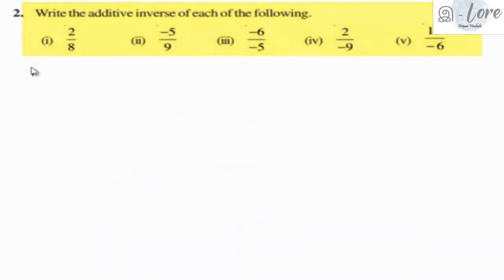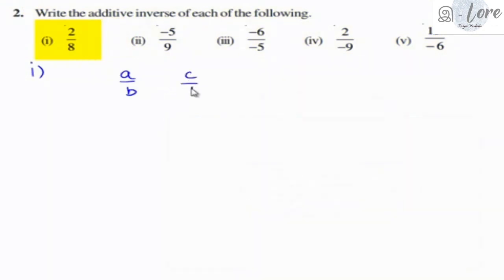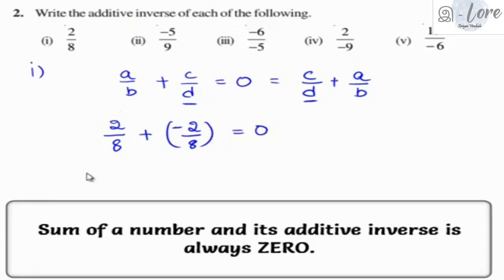Write the additive inverse of the following. First one will be 2 by 8. For a rational number A by B, there exists another rational number C by D such that A by B plus C by D gives the answer as 0, which is equal to C by D plus A by B. Here C by D is called the additive inverse of A by B, as well as A by B is the additive inverse of C by D. Here the additive inverse of 2 by 8 is minus 2 by 8. If we add the two, the resultant will be 0.